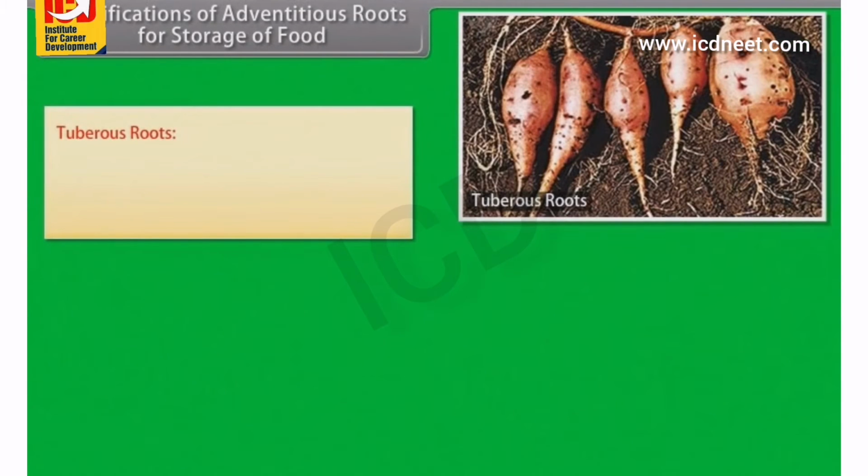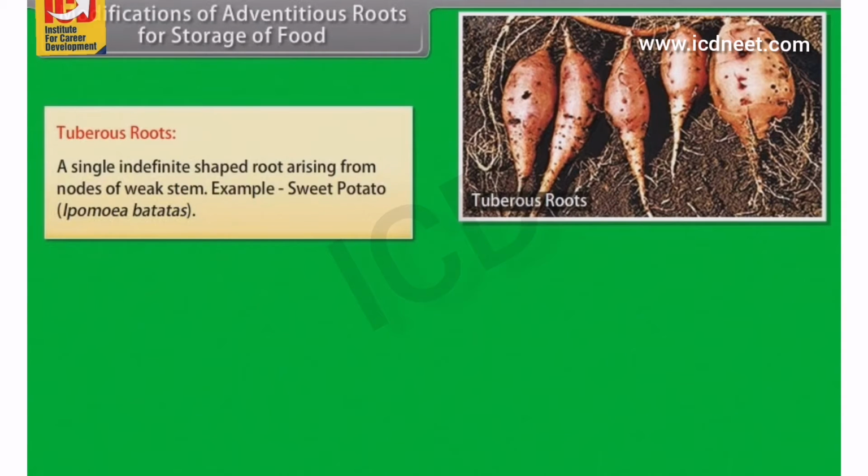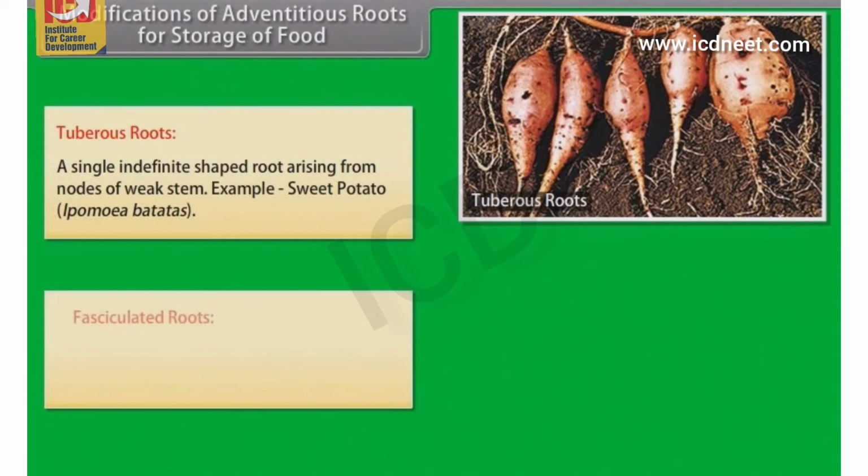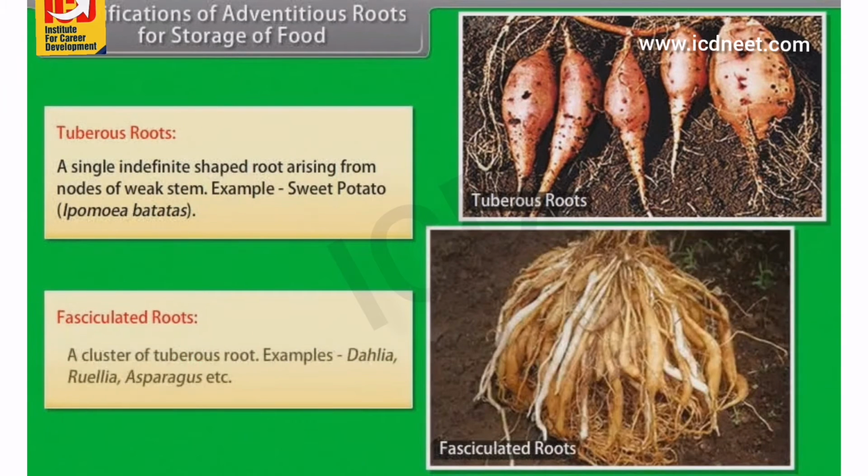Tuberous roots: a single indefinite-shaped root arising from nodes of a weak stem. Example, sweet potato. Fasciculated roots: a cluster of tuberous roots. Examples, dahlia, Ruellia, asparagus, etc.